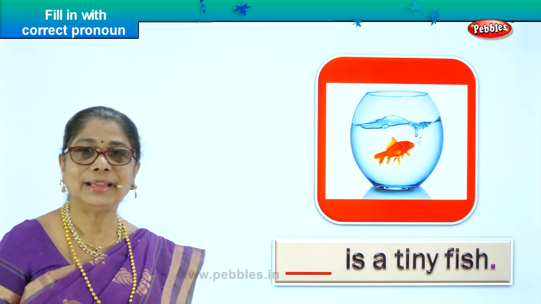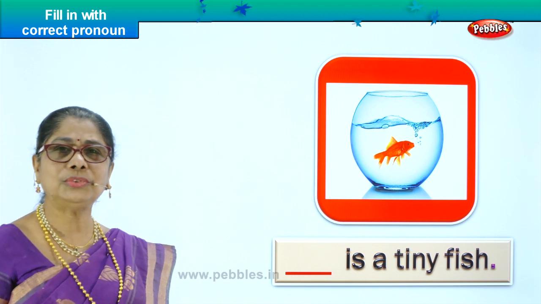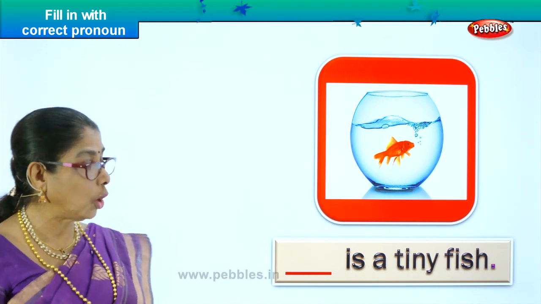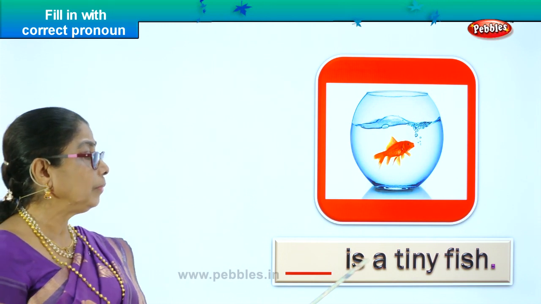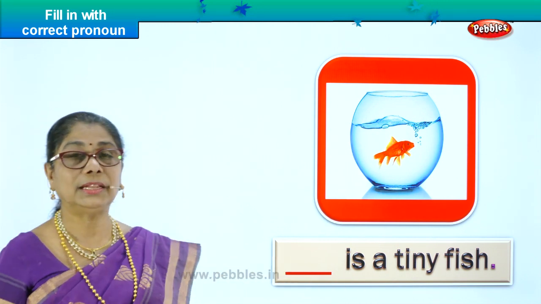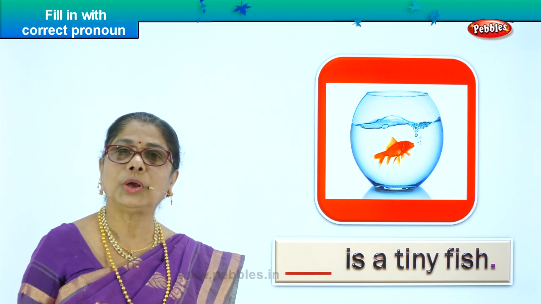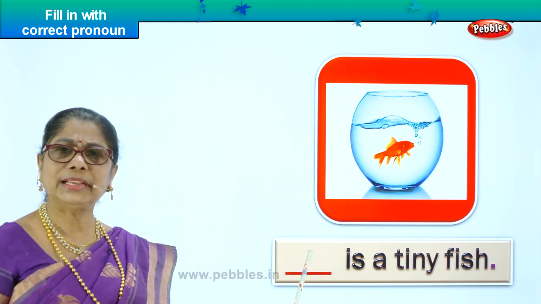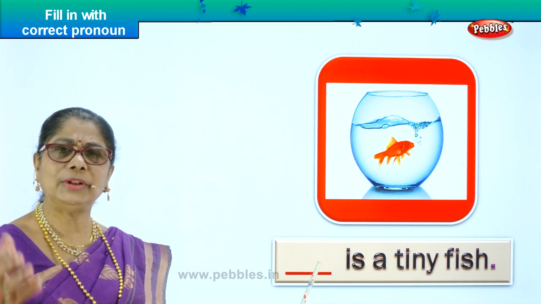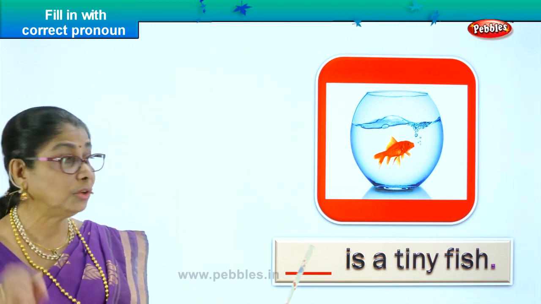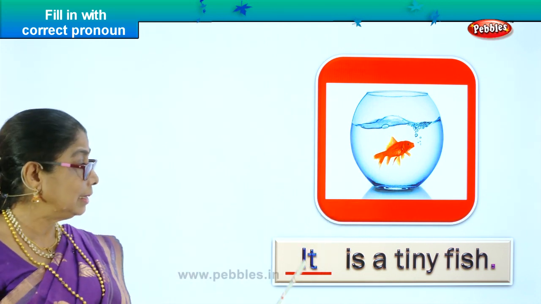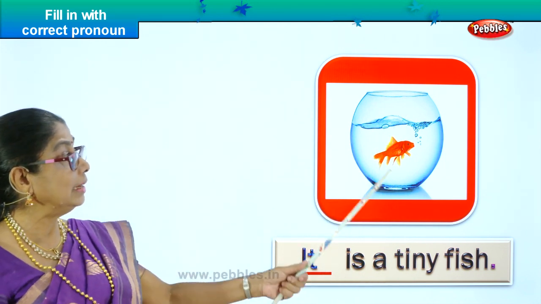Look at this. Do you have one like this in your house? A bowl with a lovely fish inside swimming all about. Okay, so it's a tiny fish in the bowl. Now, what shall we use for the fish? Choose the correct pronoun. She, he, it. What shall we choose? It. Very good. It is a tiny fish.